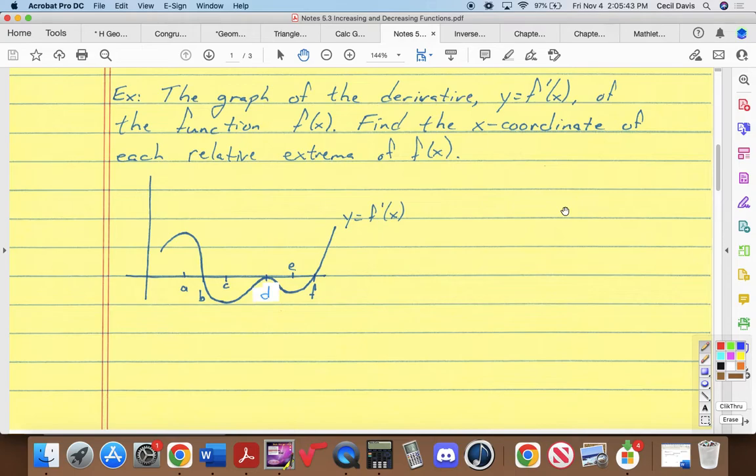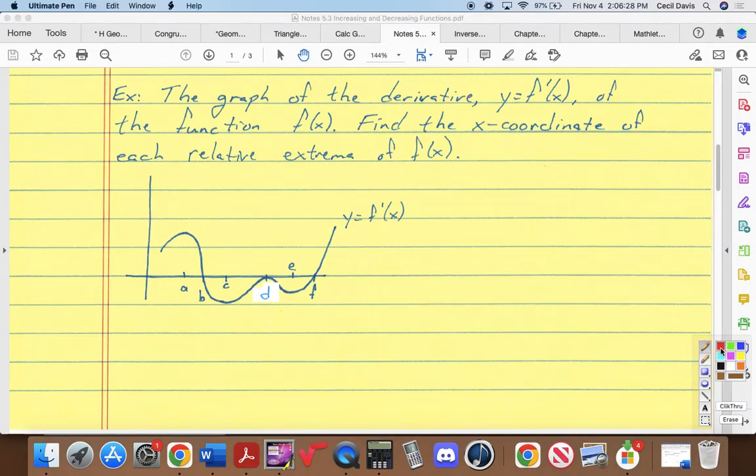So here, instead of being given the function f, frequently you will be given a graph of the derivative of f. Be really careful about what you're looking at. This wants the x-coordinate of each relative extremum of f, not of f prime. And this is the graph of f prime. All right, f prime has a local maximum here and a local minimum here and a local maximum here and a local minimum here. But that's not what they're asking. They're asking for the relative extrema of f.